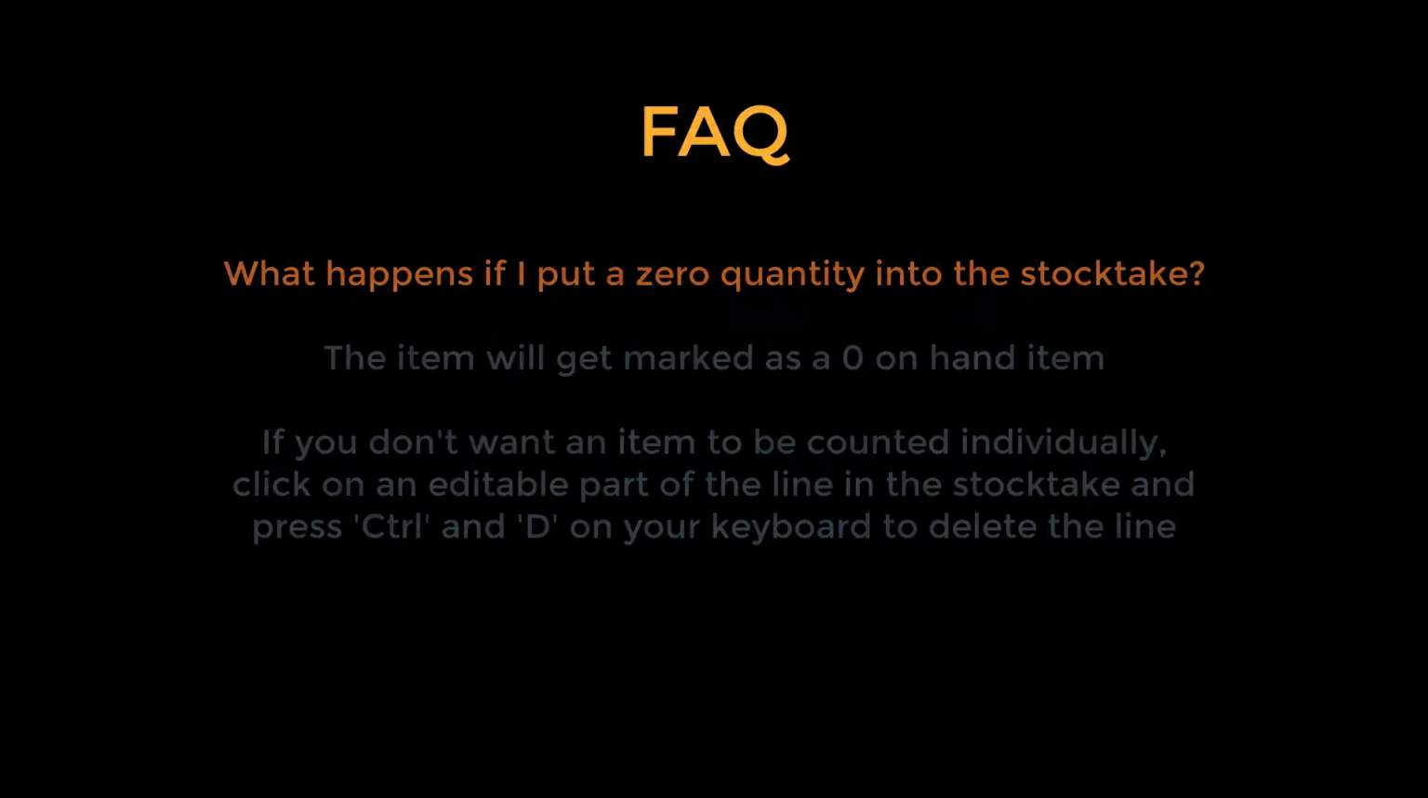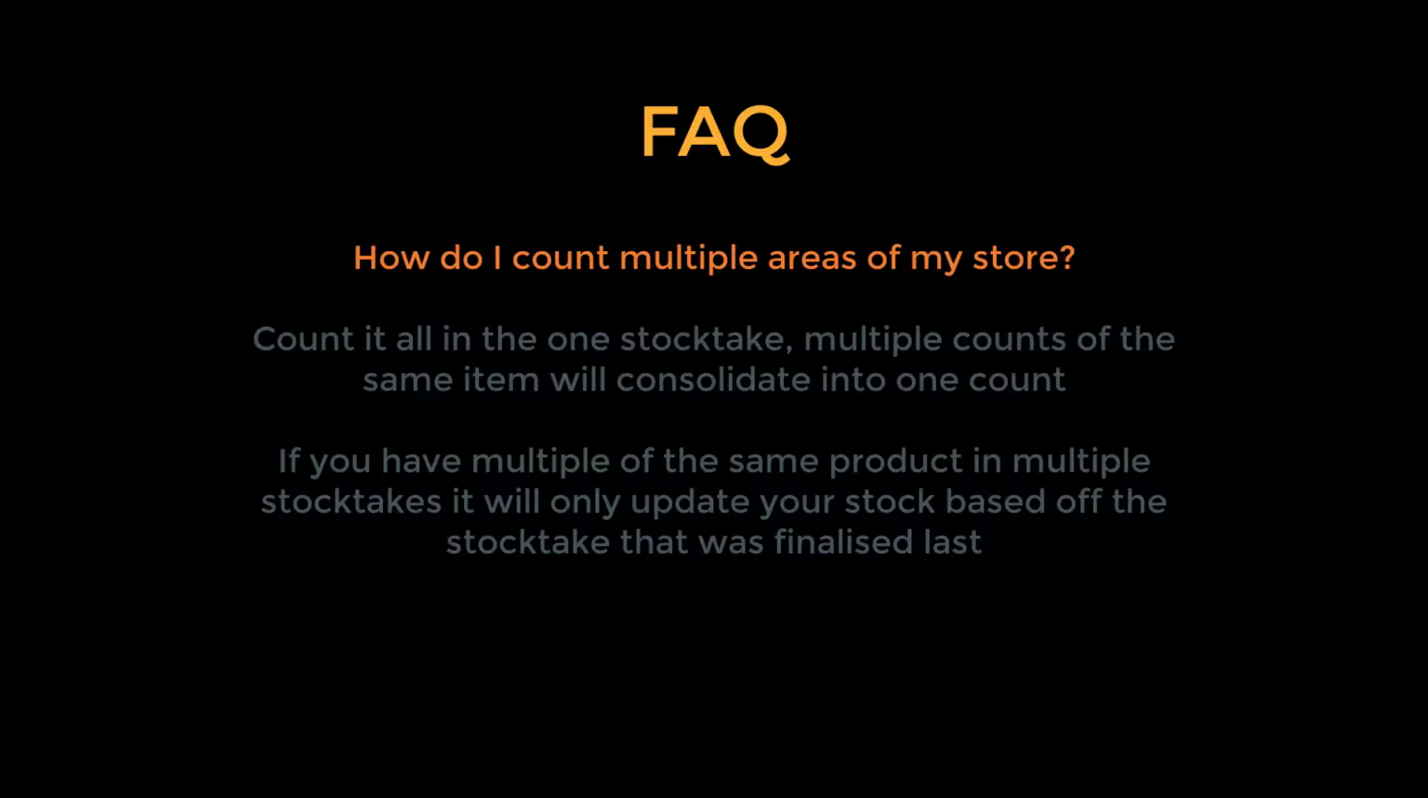How do I count multiple areas of my store? Okay, so this is a common one and we see a lot of people create multiple stock takes for this. Do not create multiple stock takes for this. So this is why. If you have multiple stock takes, you got one for like the front room, one for the back room, and you count Coke in both of them. You count 5 units in the front, 10 in the back, you would think 15 in total. However, what will happen is it will take the stock on hand value of whichever stock take you finalize last.